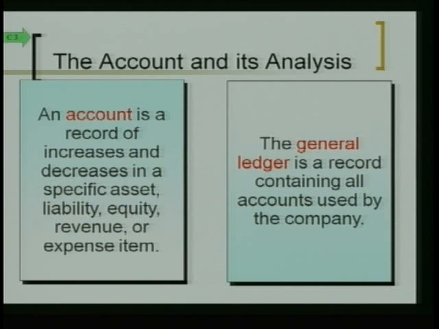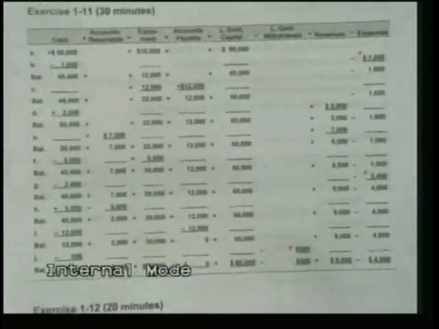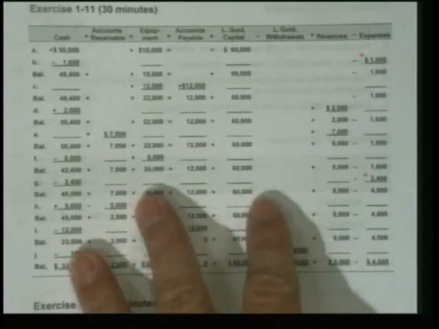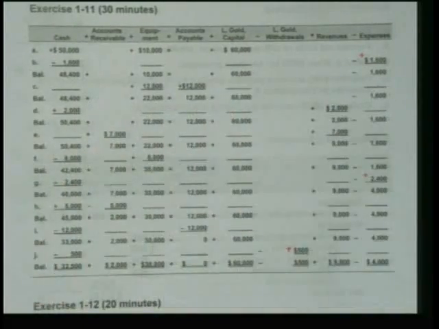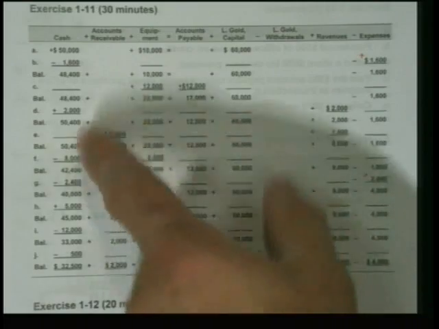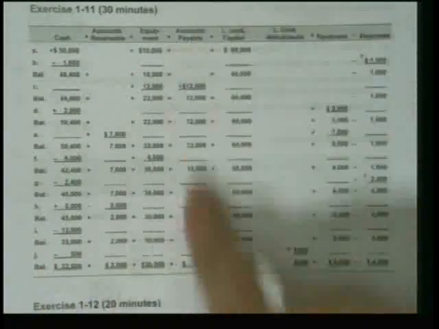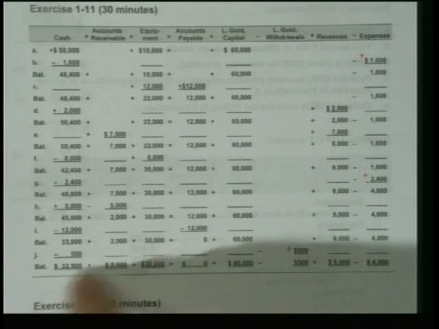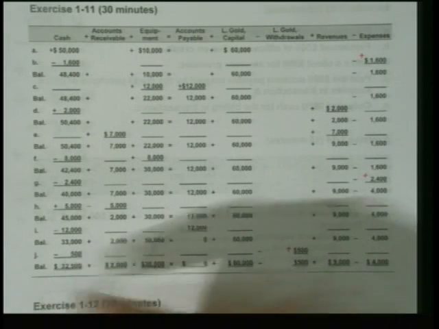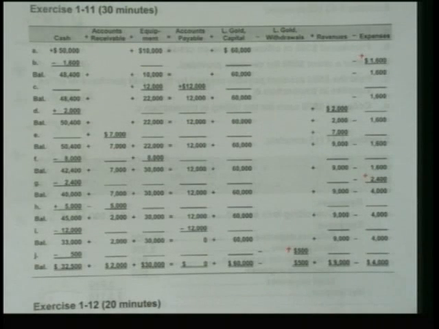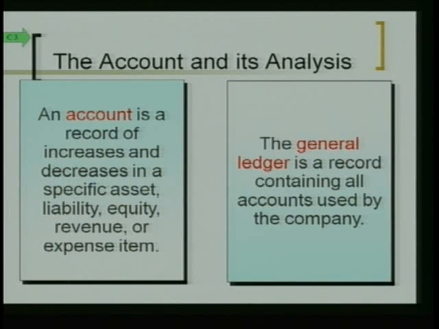Now, we'll come back to that in a second, but what is a general ledger? A general ledger is a record containing all the accounts used by a company. If you look at exercise 111, this is kind of an example at this point in our learning of a general journal, at least recording transactions this way. But it shows a lot of different accounts, and the increases or decreases, and then it shows the ending balance, correct? So exercise 111 is kind of like a general ledger, per se.